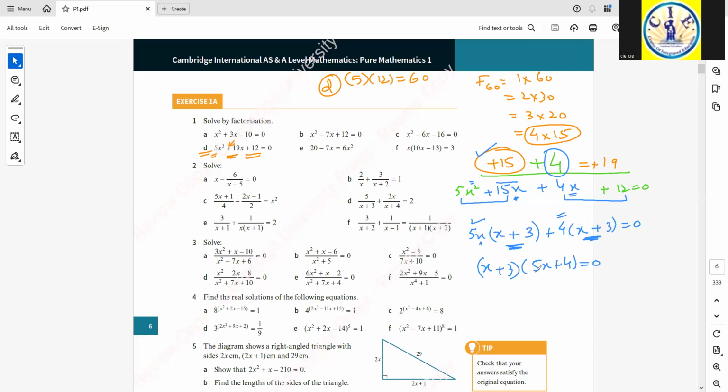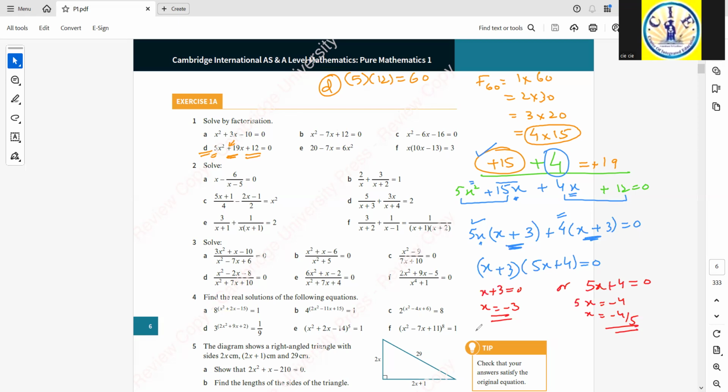equals to 0. Now again, using that rule, if the product of two factors is 0, that means either of the factors is 0. So x plus 3 equals to 0 or 5x plus 4 equals to 0. From here, I can have x equals to negative 3. And from here, I can have this and this. So these are the solutions to part D.